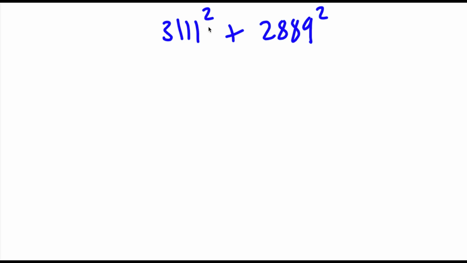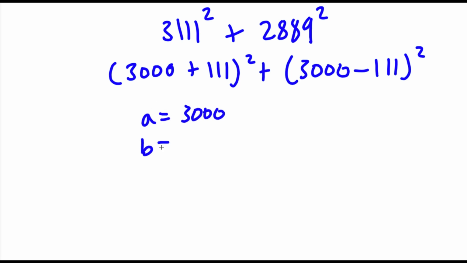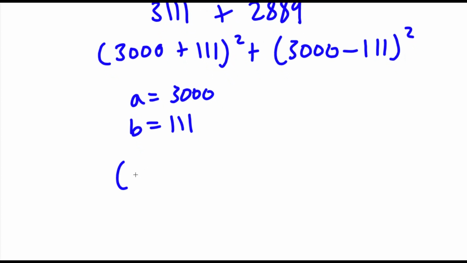Alright, so I have 3,111 squared plus 2,889 squared. Now the first thing I'm going to do is rewrite this as 3,000 plus 111 squared plus 3,000 minus 111 squared. Now I'm going to set A equal to 3,000 and B equal to 111. So if I substitute these in, I get A plus B squared plus A minus B squared.